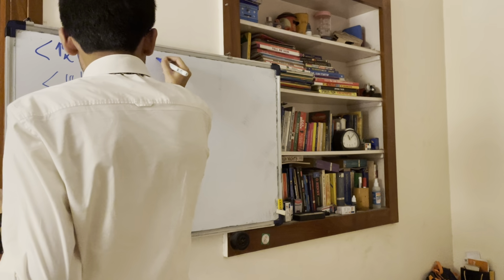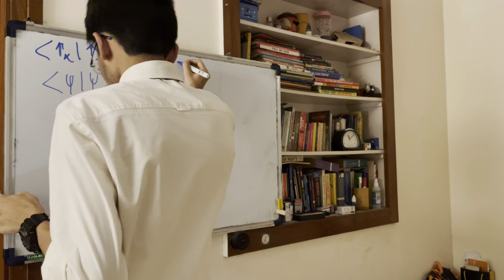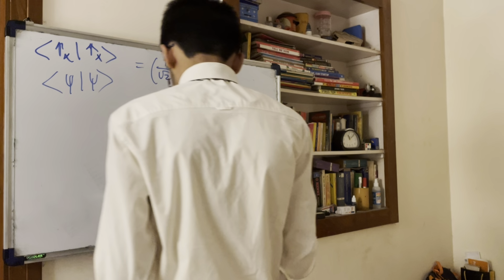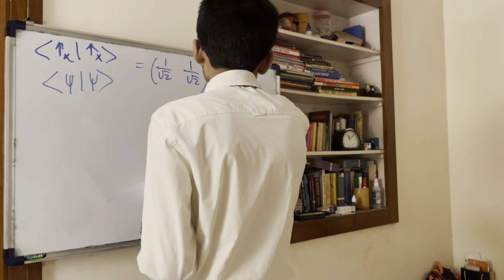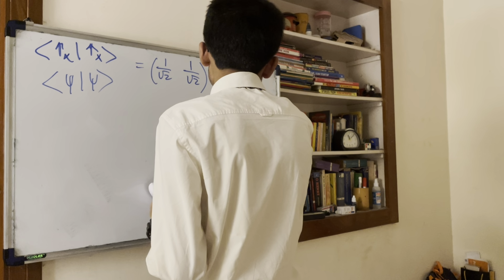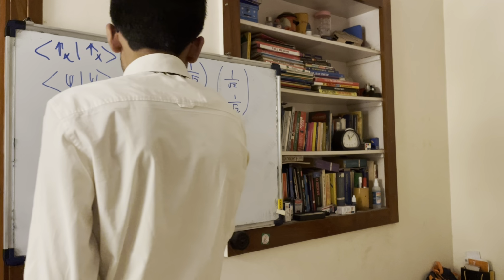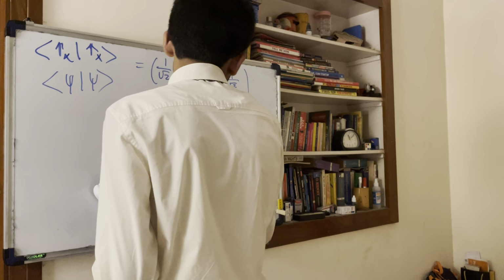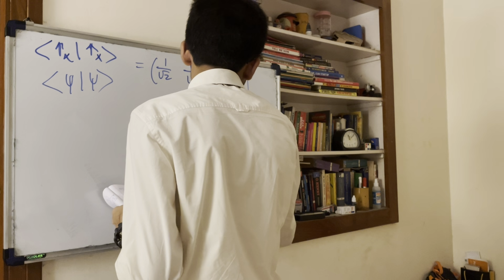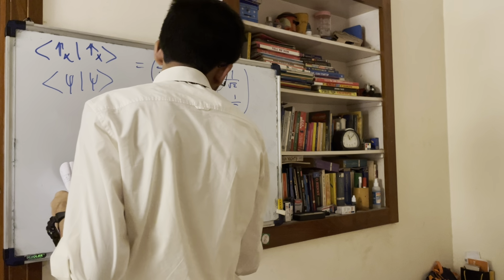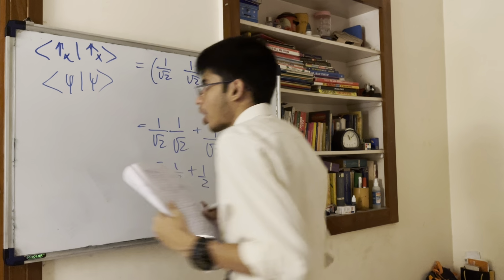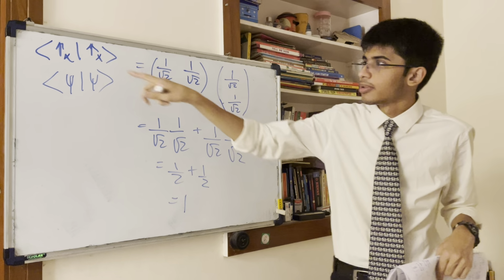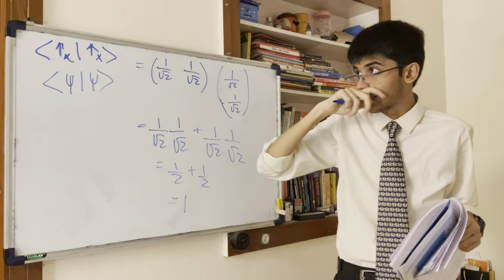So we had 1 by root 2 and 1 by root 2, and we have 1 by root 2. We are writing in terms of dual vector, so we get this. So we get 1 by root 2 times 1 by root 2 plus 1 by root 2 times 1 by root 2, you get half plus half is equal to 1. Satisfied. So the condition is satisfied for spin up along x, spin up along x.